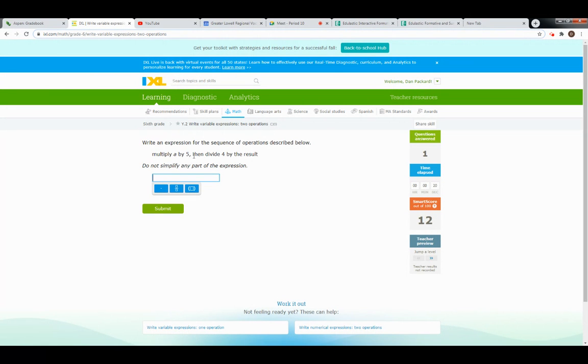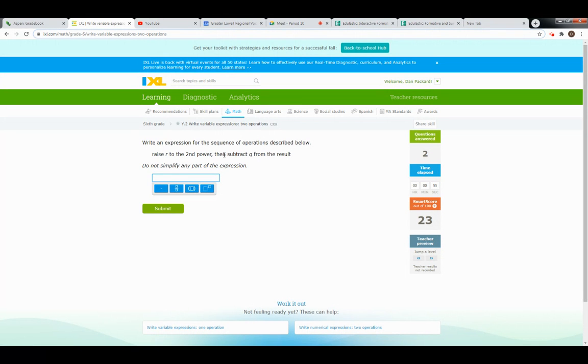Multiply a by 5, then divide 4 by the result. Okay, so this is going to call for a fraction. Since you're dividing 4 by the result, that means 4 goes on top. And it's divided by a times 5 or 5a. If you wrote a dot 5, it would take that. Do not use X on the keyboard for multiply. This is the multiply button, or you write it next to each other like that.